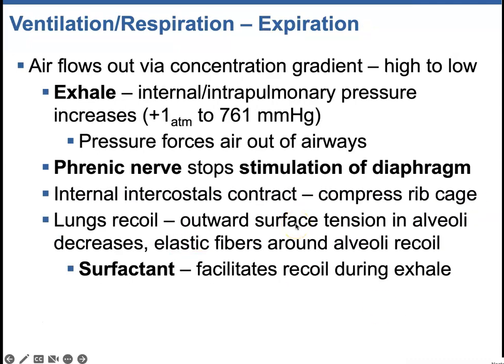And then when you're exhaling, again, you're going to create positive pressure inside that thoracic cavity, and it's going to allow for that air to flow out. And then what happens for that is the phrenic nerve is now inhibited, so it stops the stimulation of the diaphragm. And then when it relaxes, it allows for you to exhale. And then your internal intercostals are the muscles that then help you when you want to force more air out. It actually compresses the rib cage.